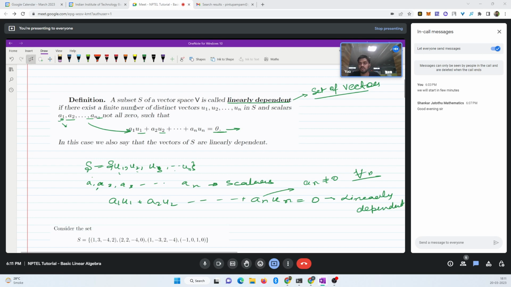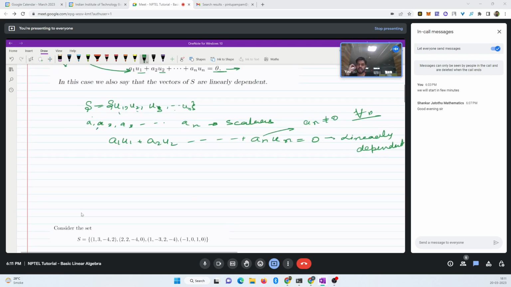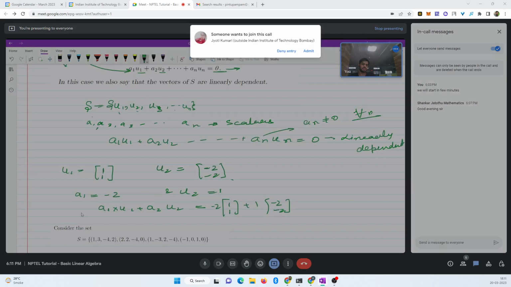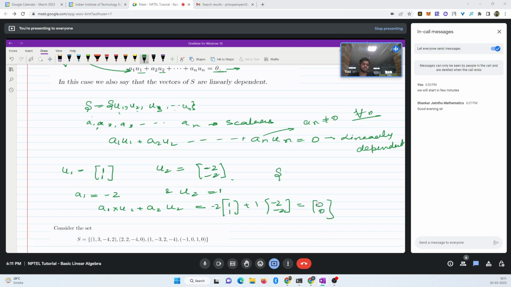I'll take a very simple example right now. Let's take two-dimensional vectors only. Let u1 be (1, 1) and u2 be (-2, -2). If you take a1 equal to -2 and a2 equal to 1, then a1 times u1 plus a2 times u2 is -2 times (1, 1) plus 1 times (-2, -2), which gives you (0, 0). So this set of vectors u1, u2 is linearly dependent.